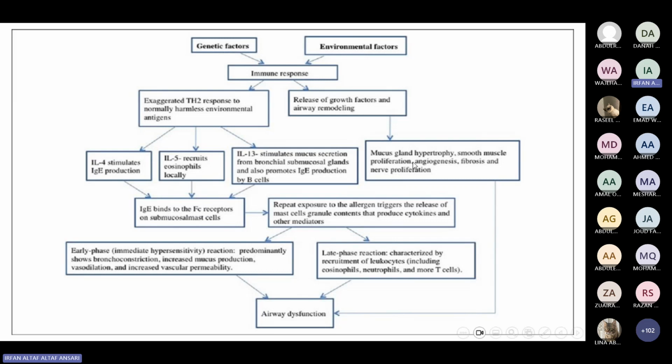And again, the immune response will also release growth factors that lead to airway remodeling, in the form of mucus gland hypertrophy, smooth muscle proliferation, angiogenesis, which is the formation of blood vessels, fibrosis, and nerve proliferation. All together this will lead to airway dysfunction and obstruction.